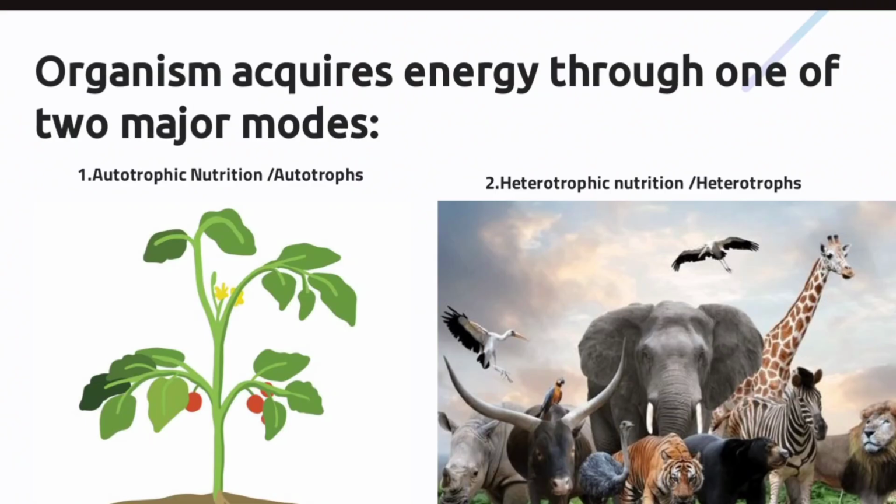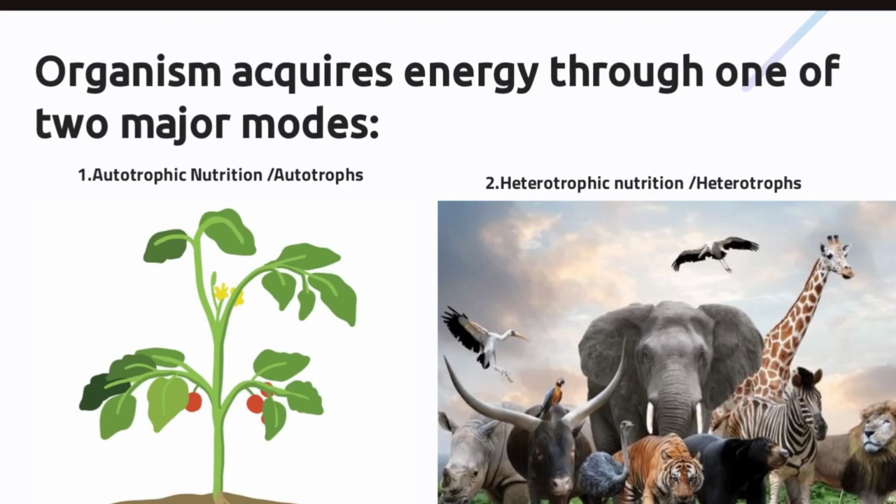Firstly, organisms acquire energy through one of two major modes: autotrophic nutrition or autotrophs, and heterotrophic nutrition or heterotrophs. Autotrophic nutrition means an organism can prepare its own food, also known as self-feeder. They can prepare their own food using sunlight. The best examples are plants and algae. Plants and algae prepare their own food through the process known as photosynthesis.